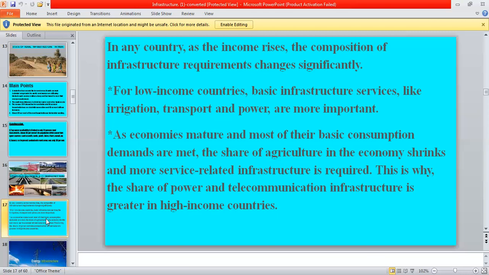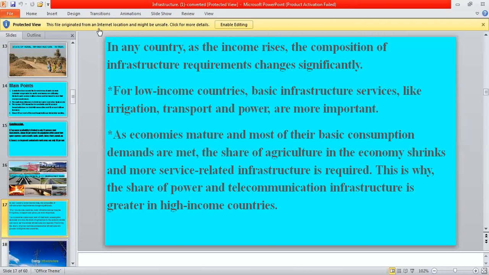As the economies grow, as they mature, the basic consumption demands are met, the share of agriculture in the economy shrinks and more service related infrastructure is required. The requirement of the tertiary sector starts increasing, so the consumption of things in the tertiary sector increases. This is why the share of power and telecommunication infrastructure is greater in higher income countries.